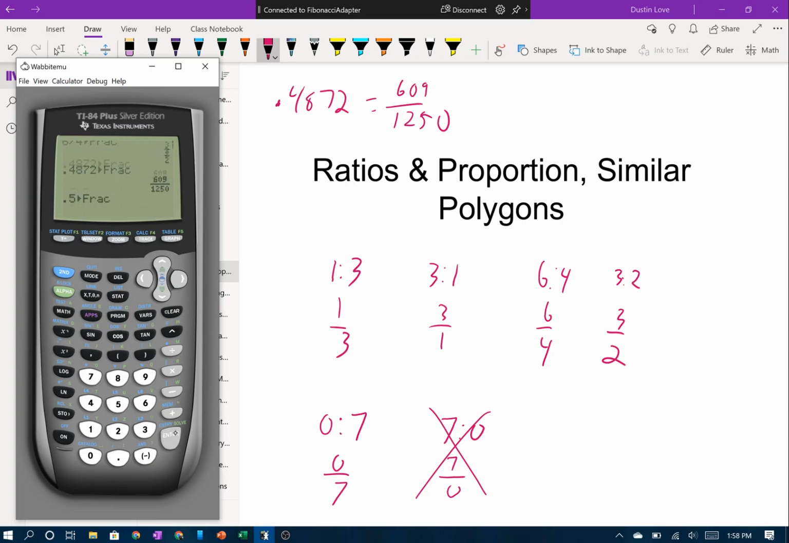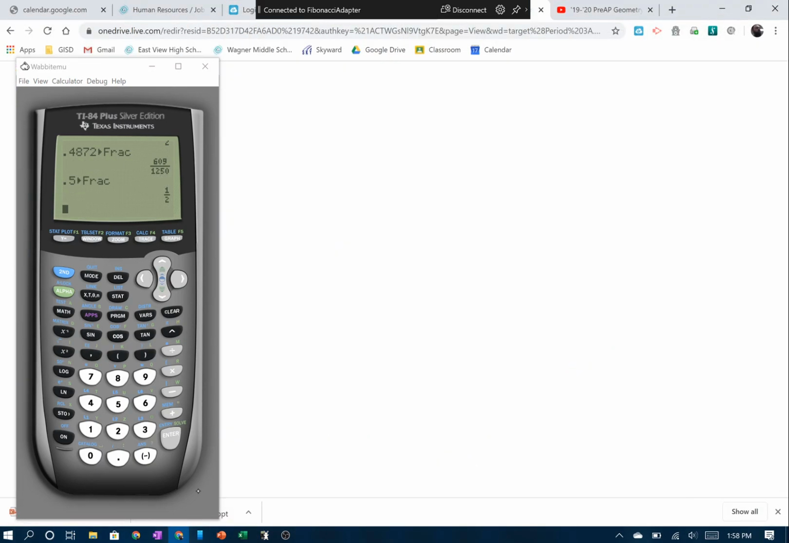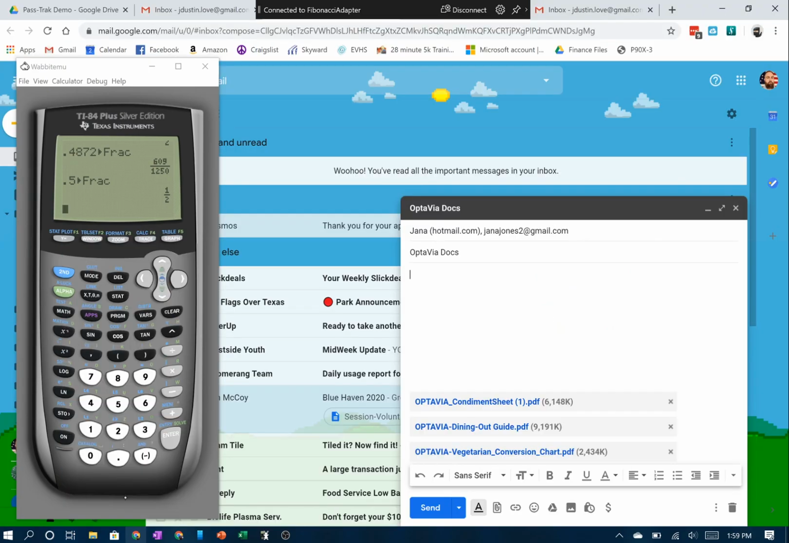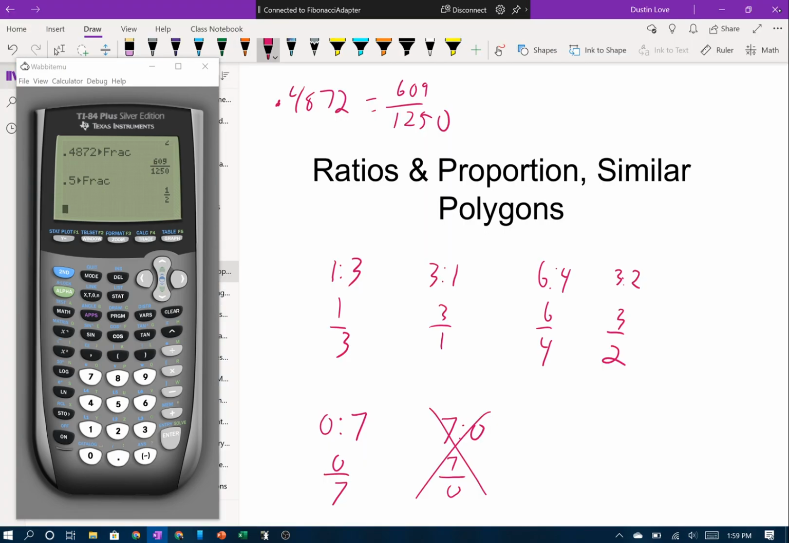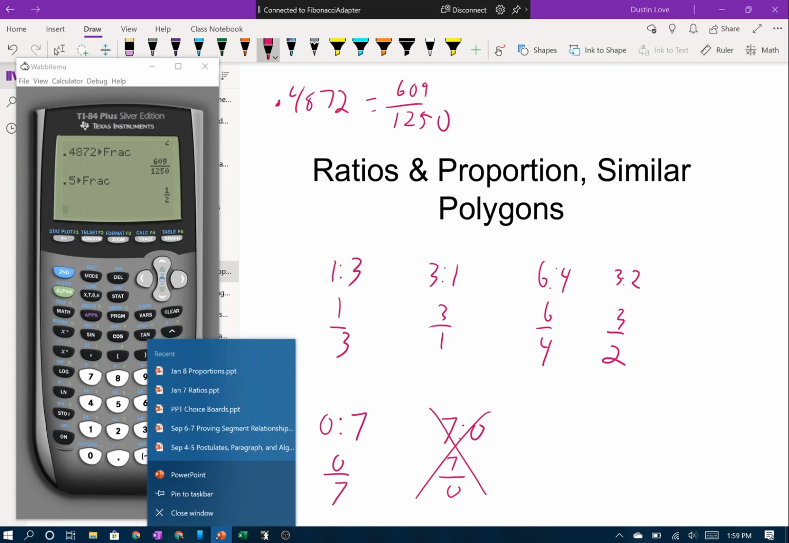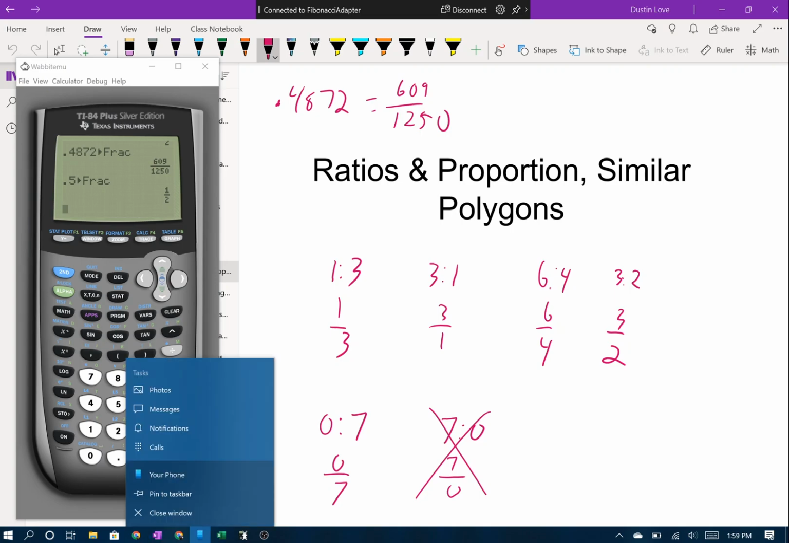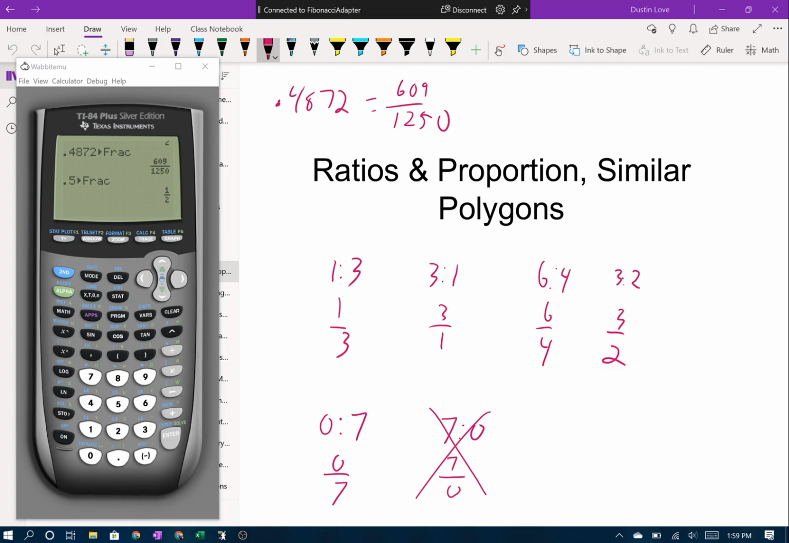And my calculator's lagging here because I'm doing too much on my tablet at once. Actually, let me go ahead and close some of that. I don't need PowerPoint. I also don't need my phone up right now. I don't need Windows Explorer open right now. Let's see if that helps.